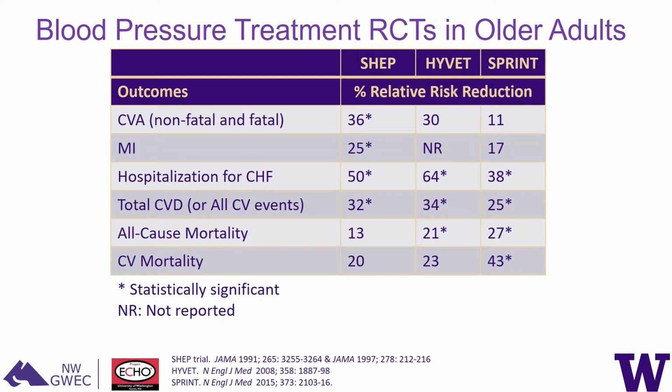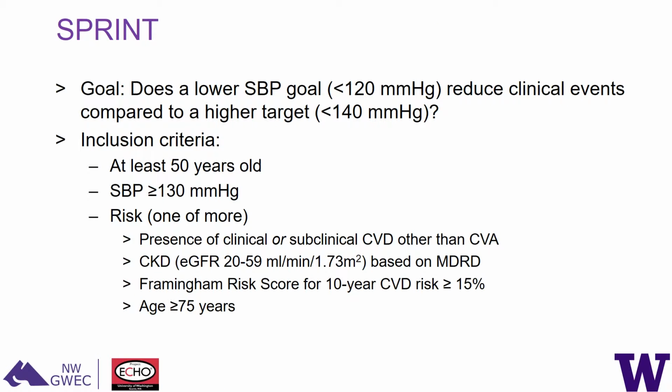The data really holds up in this population, in randomized controlled trial settings. Controlling for blood pressure does reduce cardiovascular outcomes and improves it. And so what is the SPRINT trial? It was a trial where they randomized older adults while trying to achieve a more strict blood pressure. A lower systolic blood pressure goal of less than 120 reduced clinical events compared to a systolic blood pressure of less than 140.